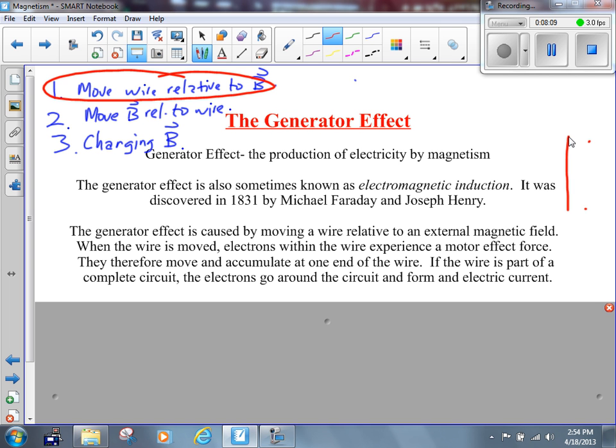If, however, this is connected to an entire circuit, maybe into a light bulb right there, then the electrons are going to start flowing all the way around that circuit now. They're not going to just accumulate at the one end of the one wire. They're going to keep going around, and they're going to power that light bulb, or power whatever it is that you have connected to the circuit.